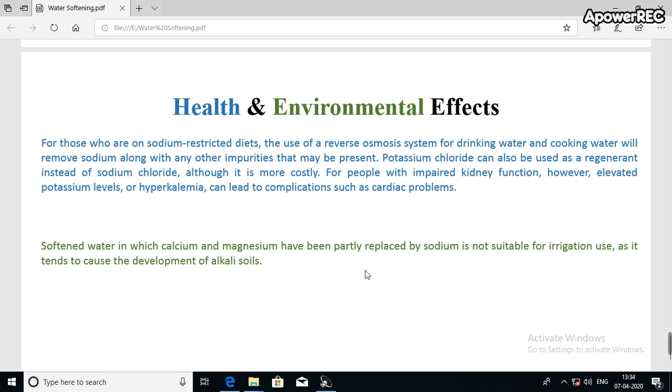Again, softened water which has a higher amount of sodium is not suitable for irrigation purposes as it may produce alkali soil. So for today, this is it. We will be discussing the next few steps of water treatment in our next class.